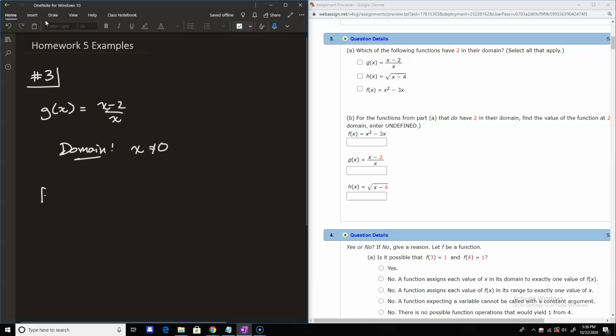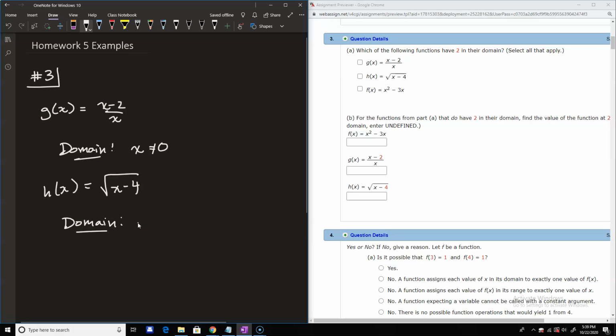For the second one, h of x, let's look at that. We have the function the square root of x minus 4. For this one, we need x minus 4 to be greater than or equal to 0. So x just has to be greater than or equal to 4. So x equals 2 is in the domain for g of x, but for h of x it's not, because 2 is not bigger than 4, so 2 would not be in the domain of h of x.